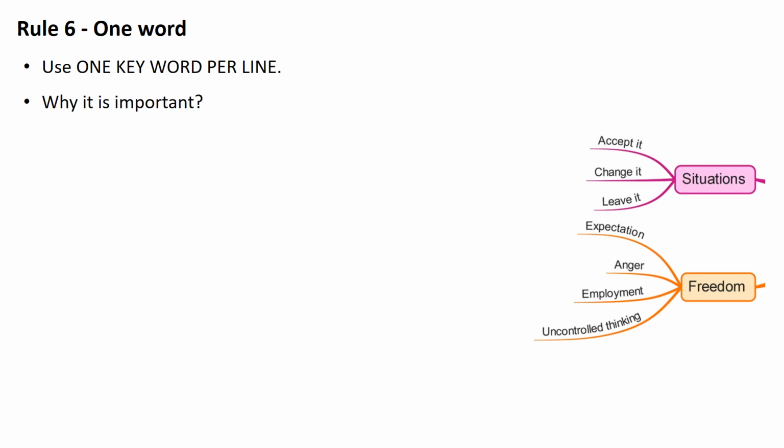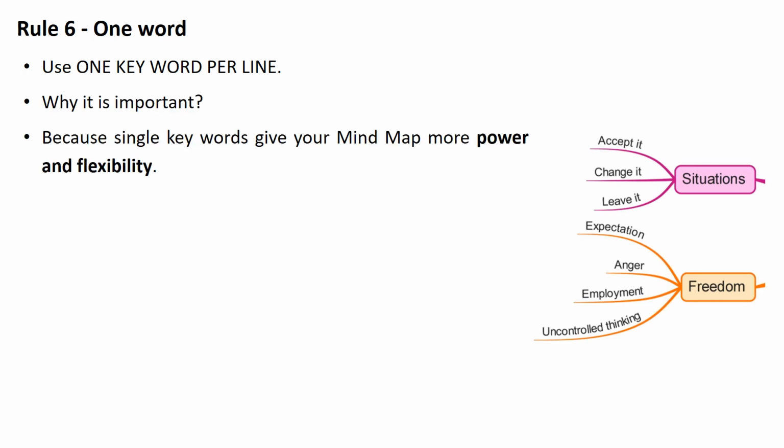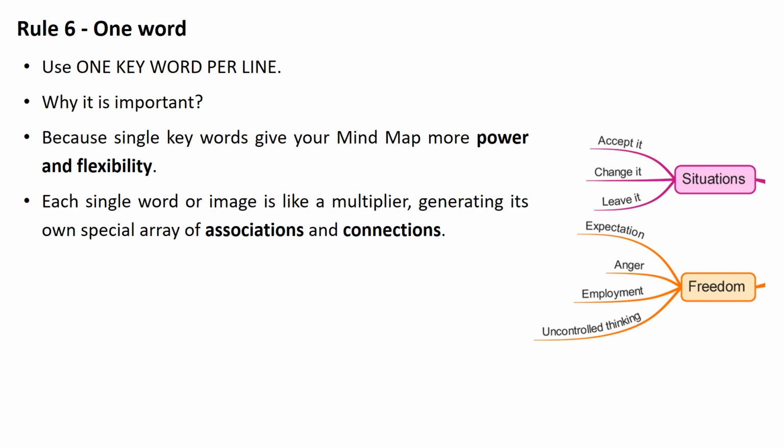This is rule 6, one word. So per branch or per object you will use only one keyword. So why is it important to have only one word? Because single words give your mind maps more power and flexibility.